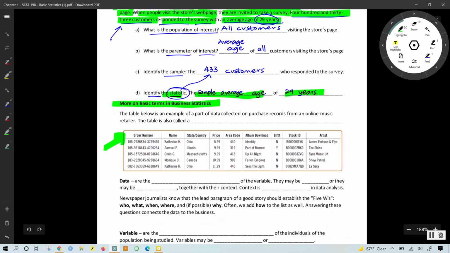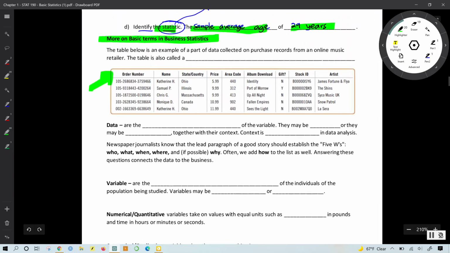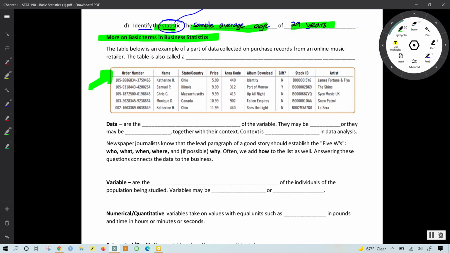Here on the screen, you can see a table that takes an excerpt of data that has been collected on purchase records from an online music retailer. This table is also called a data table. Since it's a data table, it's simply a table that contains data, as the name suggests. And so that brings us to the question, what are data?